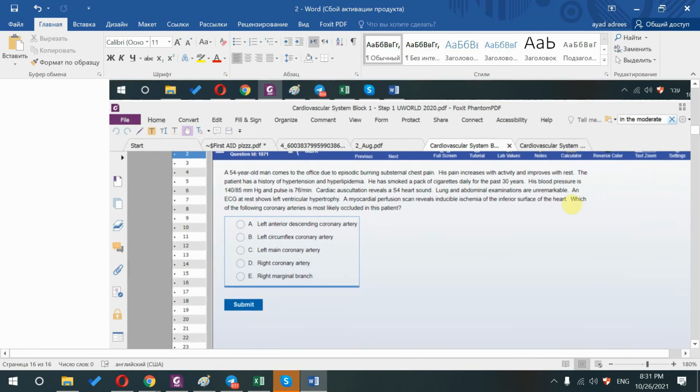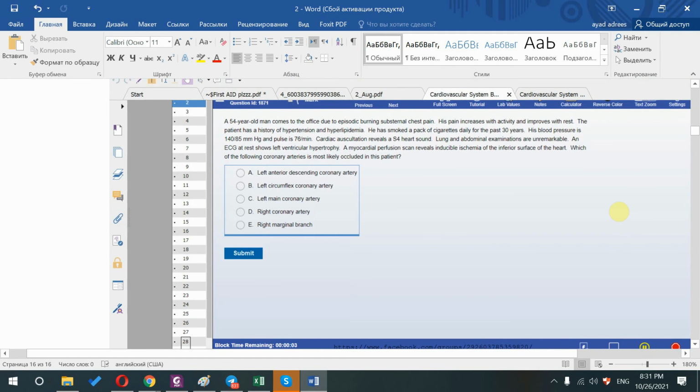A 54-year-old man comes to the office due to an episode of burning substernal chest pain. His pain increases with activity and improves with rest. The patient has a history of hypertension and hyperlipidemia. He has smoked a pack of cigarettes daily for the past 30 years. His blood pressure is high, and he has an S4 of his heart. Okay, S4. A lung and an abdominal examination are unremarkable, all good. ECG at rest shows left ventricular hypertrophy.